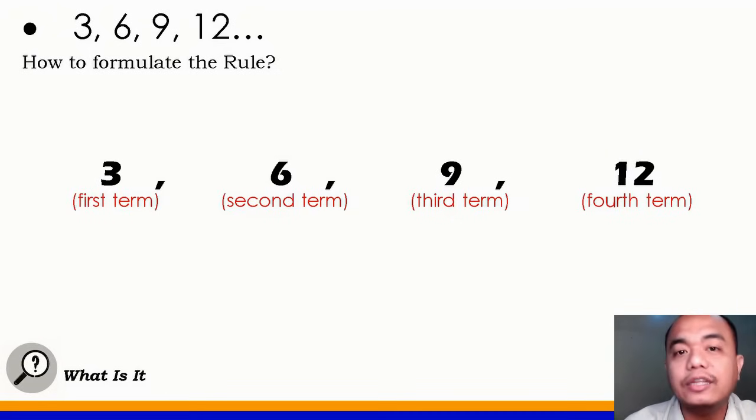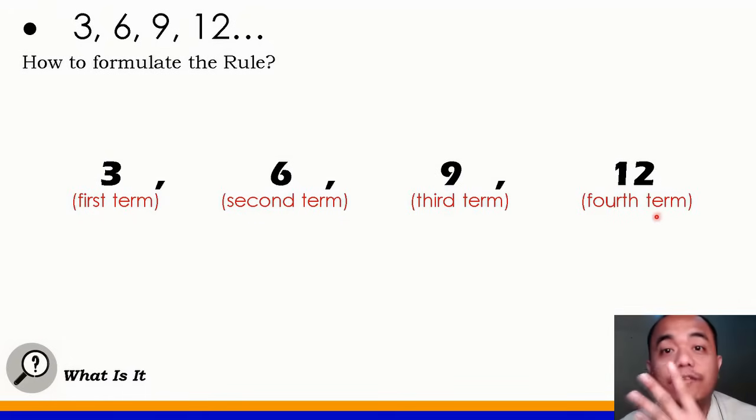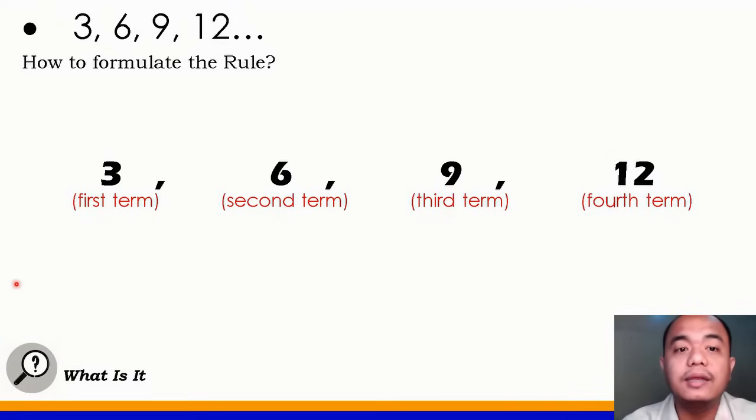Now, we will relate to the term number. Take note, first term, we'll use 1, of course. Second term, we'll use 2. And third term, we'll use 3. And for the fourth term, we will use 4. So we will relate the term number in getting the number in the sequence. So for example, 1. We'll use number 1 because the first term is 3.